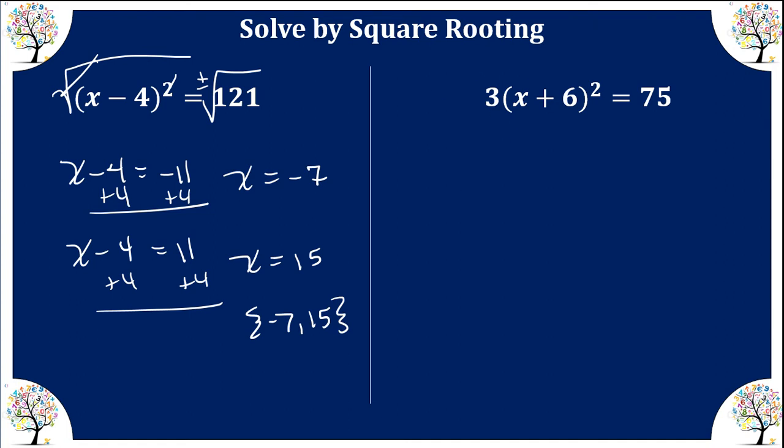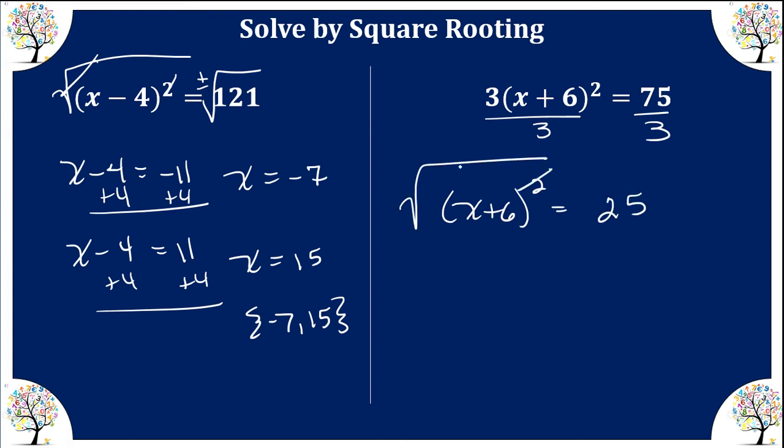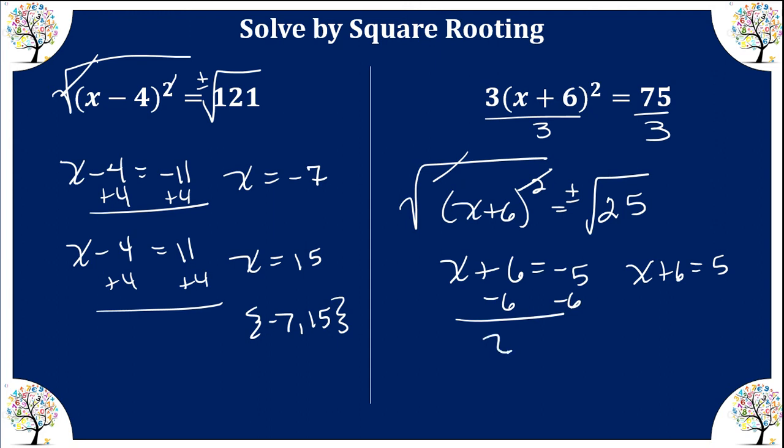On the next example, we first have to undo the 3 times. So we're going to divide by 3. We have x plus 6 quantity squared equals 25. Now we're going to take the square root of both sides, plus or minus, and we're going to have x plus 6 equals negative 5, x plus 6 equals positive 5. Isolate the x. One solution is negative 11, and our other solution is negative 1. Negative 11, negative 1 are the two roots.